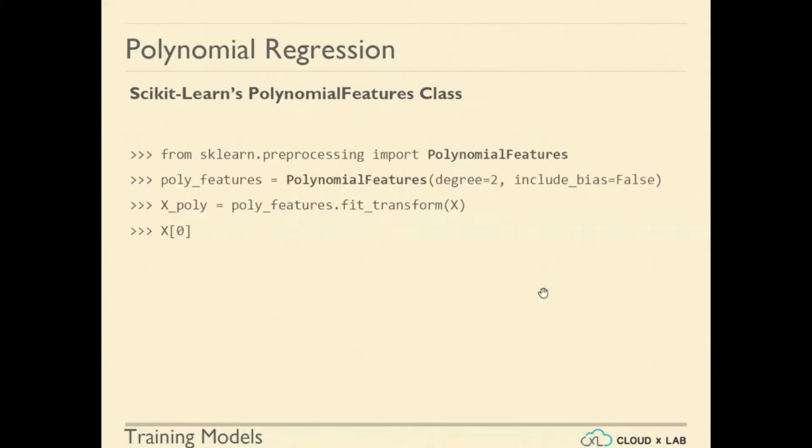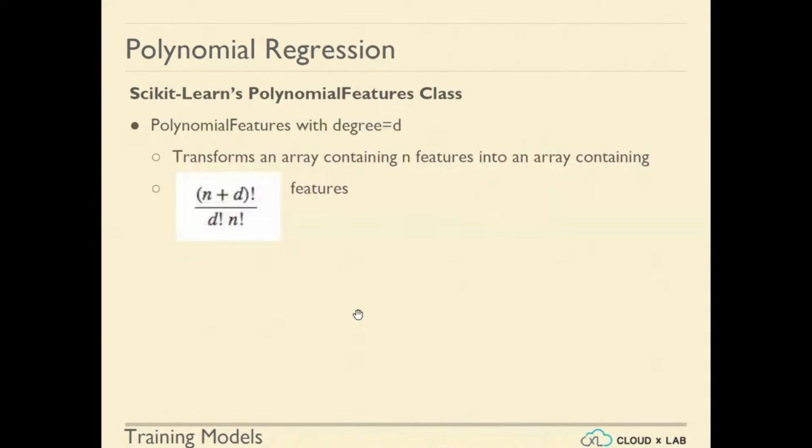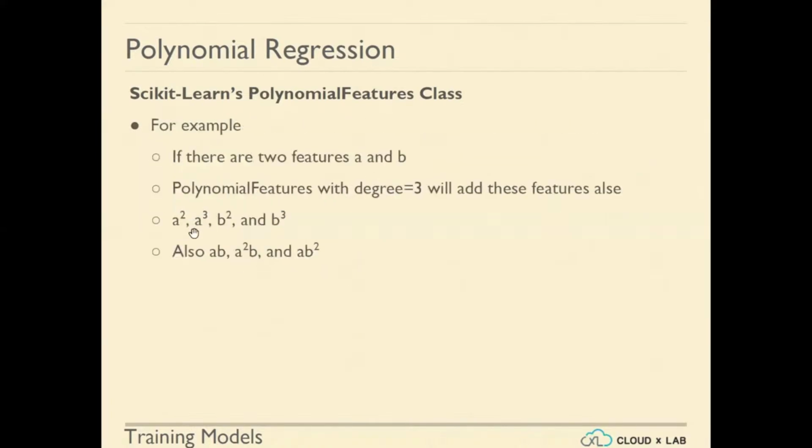If we change the degree to 3, in that case it will return x1 square and x1 cube. Originally we only have one feature, but let's say if we have two features, a and b, then it will add a, it will add b, it will add a square, b square, and the ab term will be there.